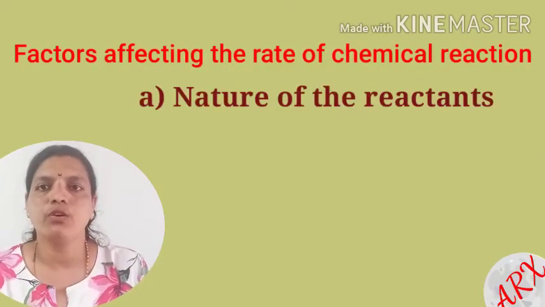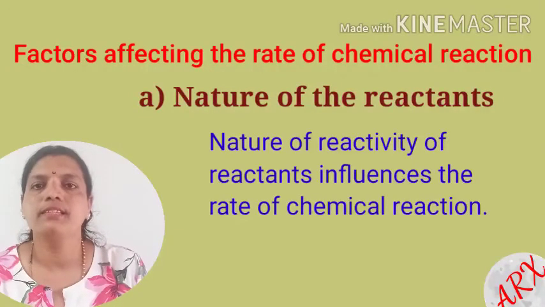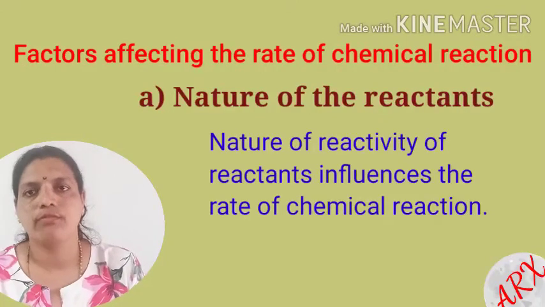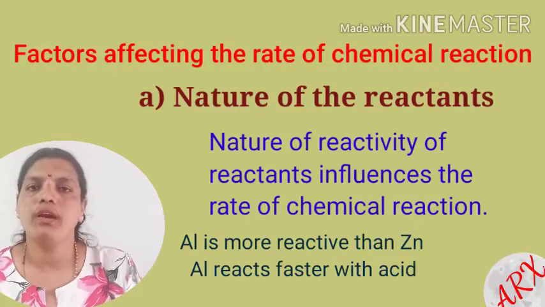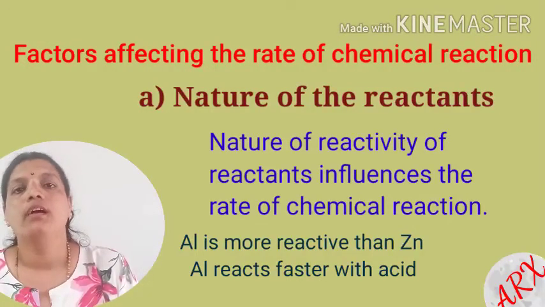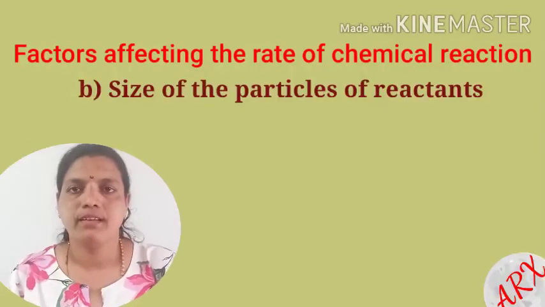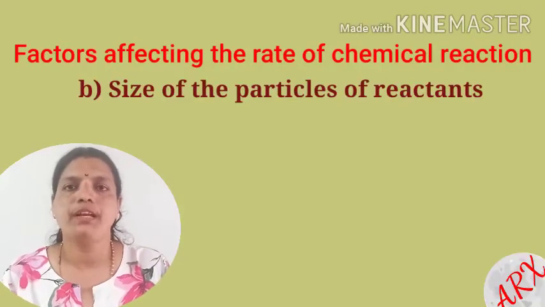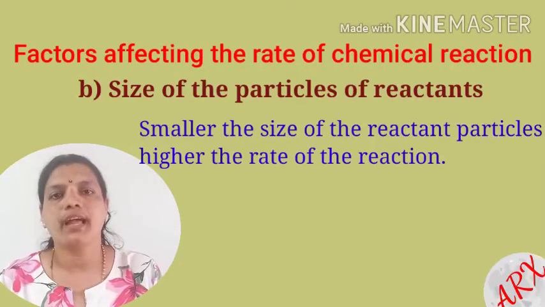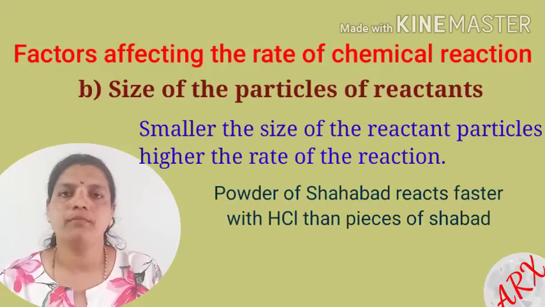First is nature of the reactant. The nature or reactivity of the reactant influences the chemical reaction. For example, aluminium is more reactive than zinc, hence the rate of reaction of compounds containing aluminium is higher than zinc. Second is size of the particles of the reactant. Smaller size of the reactant increases the rate of reaction. For example, zinc powder reacts faster with hydrochloric acid than zinc granules.